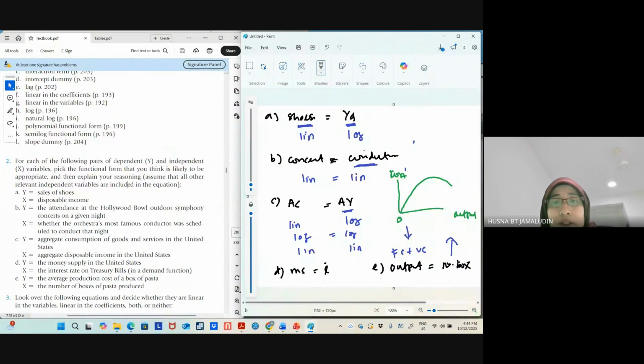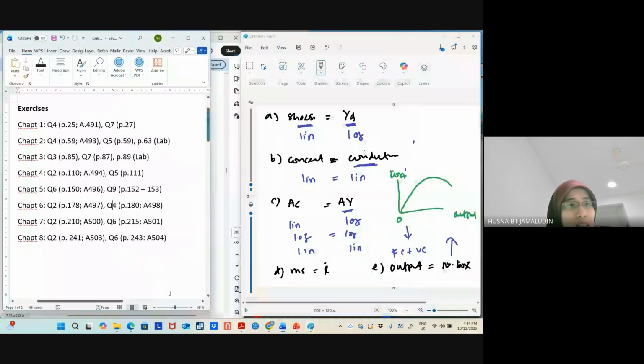So when you have this kind of diagram or graph, this is what you call quadratic. You keep increasing output and then the cost will keep reducing. Okay, so done. What is this chapter? Functional form. Functional form is interesting.